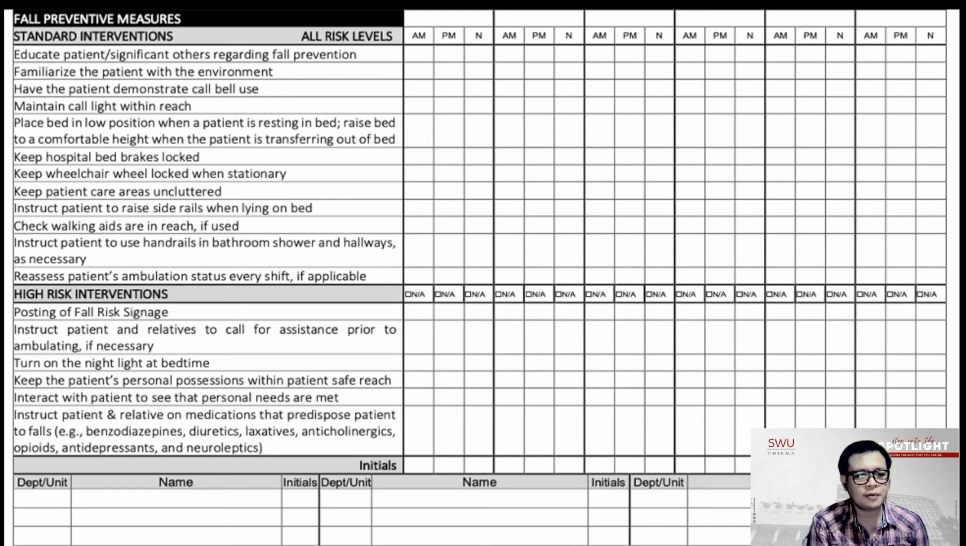Instruct patients and relatives on medications that predispose the patient to fall, such as benzodiazepines, diuretics, laxatives, anticholinergics, opioids, antidepressants, and neuroleptics. So if your patient is taking those kinds of drugs, include that in your health teaching, giving an idea to the significant other and even to the patient, if the patient can still understand what you're talking about, so that they're aware of the adverse and side effects that they might feel after taking such medication.